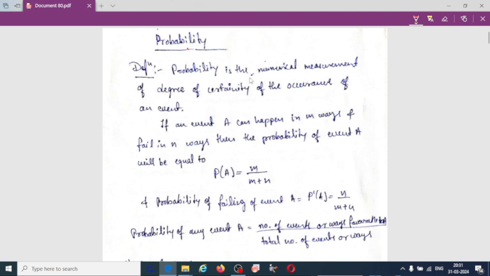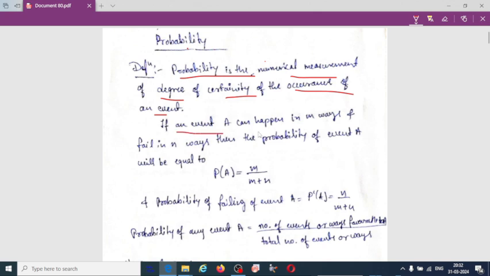Let us start. First you should know the definition of probability. In the KSET or NET exam, one question from this topic is compulsory. So let us discuss. Probability is the numerical measurement of the degree of certainty of the occurrence of an event that we are not sure whether it is going to happen or not. That's why we call it the degree of certainty of the occurrence of an event.